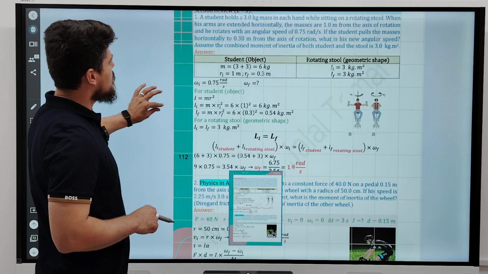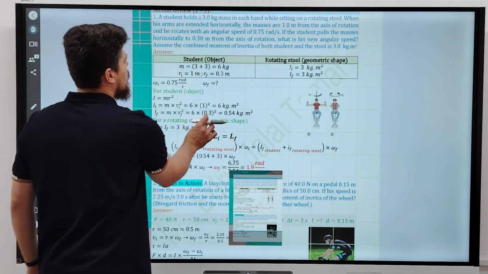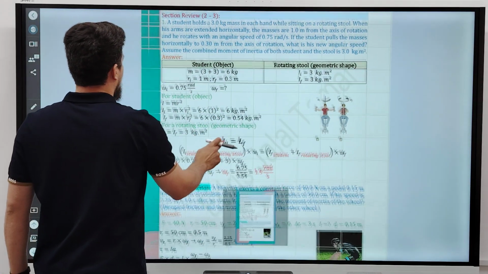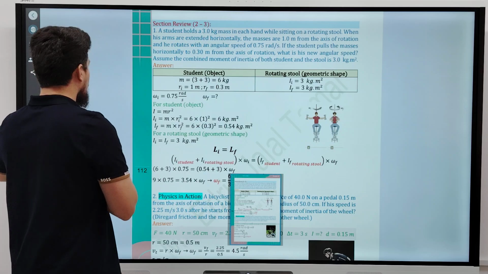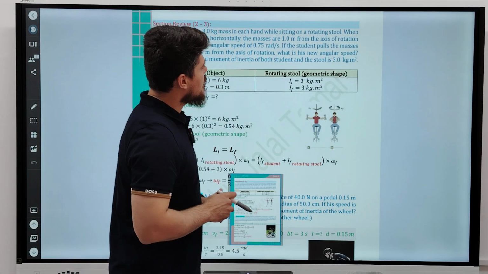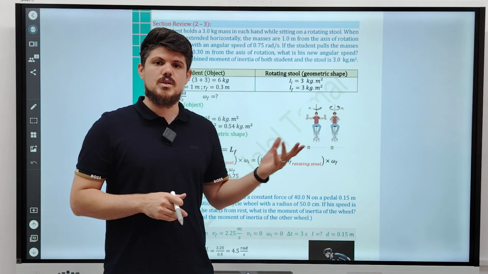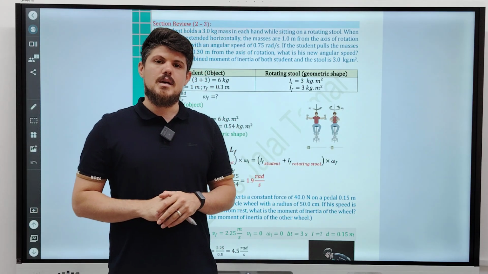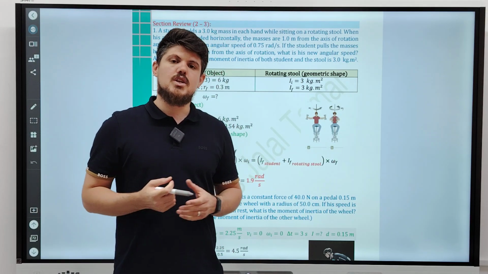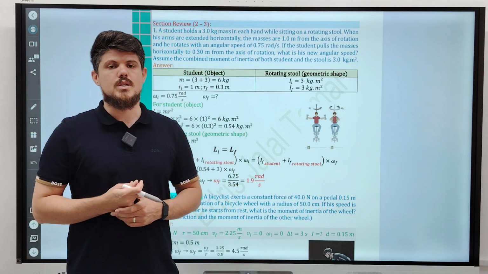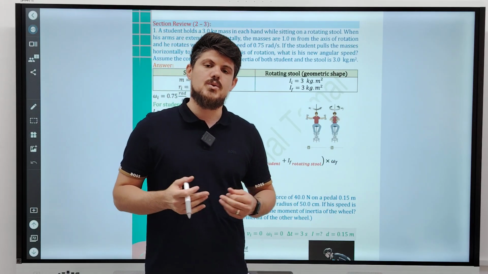So this is the question of the section review. Inshallah, in the next lesson, we continue solving all questions of the section review and the standardized test prep of chapter 2. It is very important because they have very good questions.